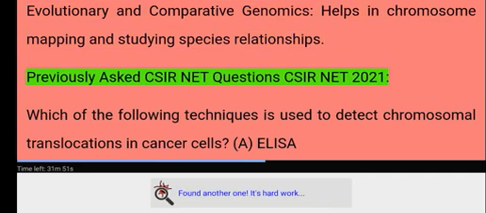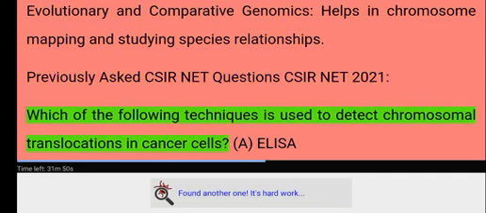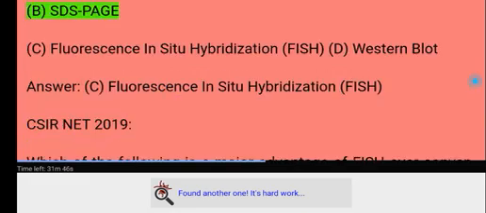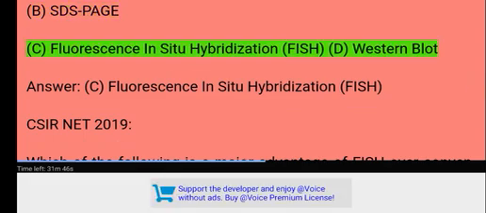Previously asked CSIR-NET question. CSIR-NET 2021. Which of the following techniques is used to detect chromosomal translocations in cancer cells? A. ELISA. B. SDS-PAGE. C. Fluorescence in situ hybridization, FISH. D. Western blot. Answer: C. Fluorescence in situ hybridization, FISH.